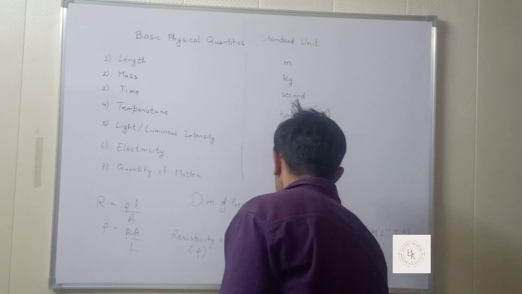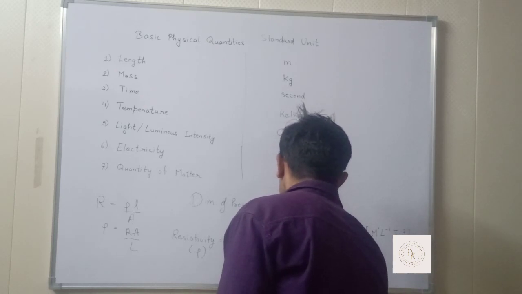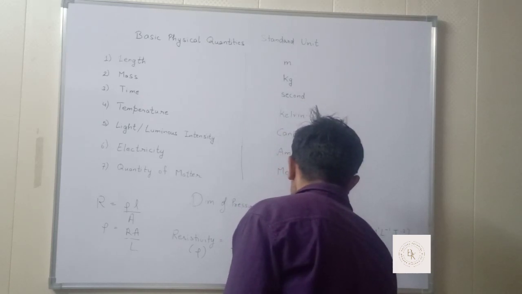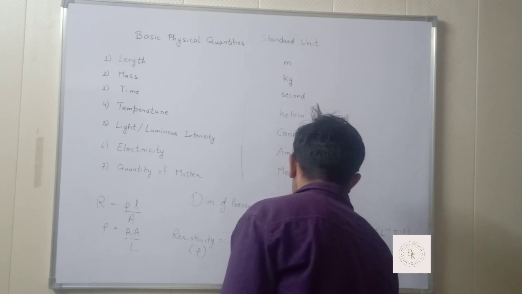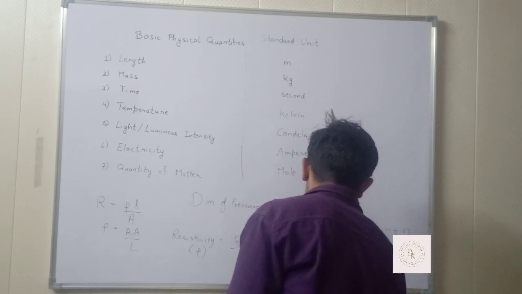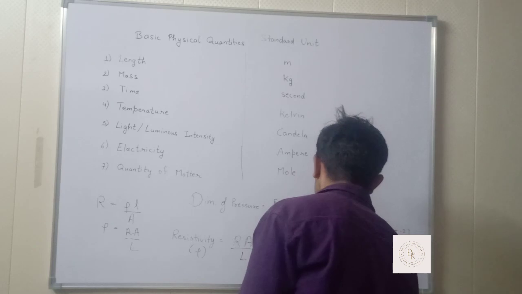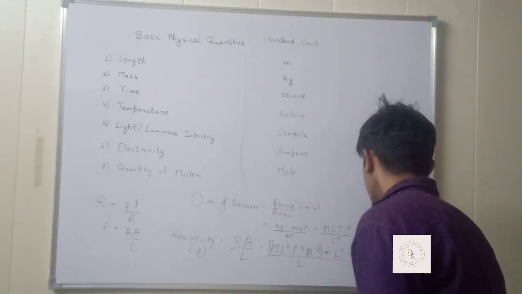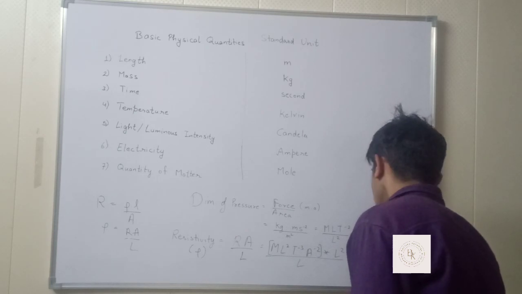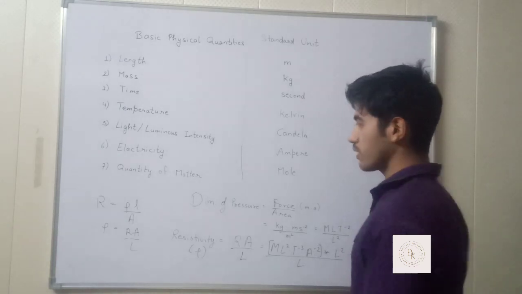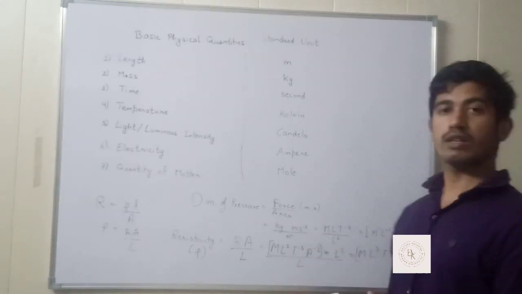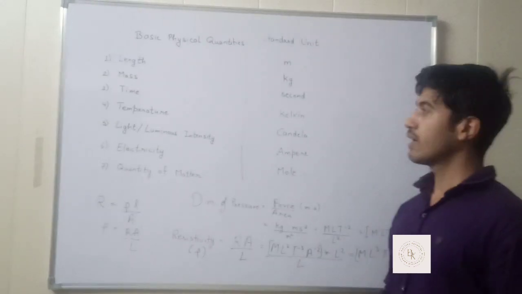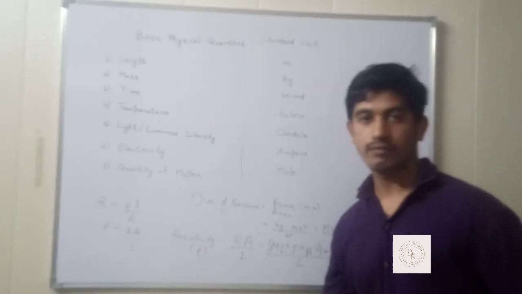Now the resistance formula is M L square T to the minus 3 A to the minus 2, into area L square divided by length. So this comes out to be M L to the 3 T to the minus 3 A to the minus 2. So this comes out to be the formula of resistivity. So in this way we derive the dimension of resistivity. So let's proceed to the next.